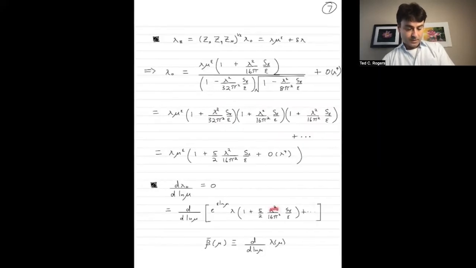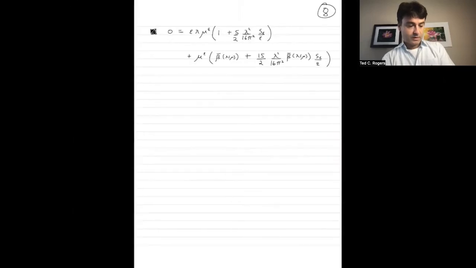And then if we go inside here, we've got, well, this lambda squared times this lambda. We've got 3 powers of lambda. So when we do the chain rule there, we get a factor of 3, 15 over 2, lambda squared over 16 pi squared now times beta bar. And we shouldn't forget that we're dropping stuff, so plus dot dot dot. But remember, we're just working to order lambda cubed and no higher here.